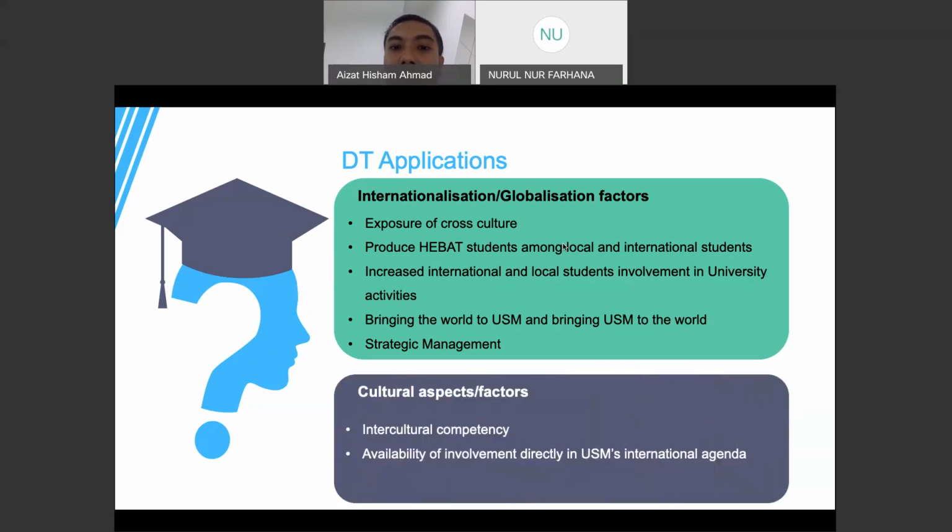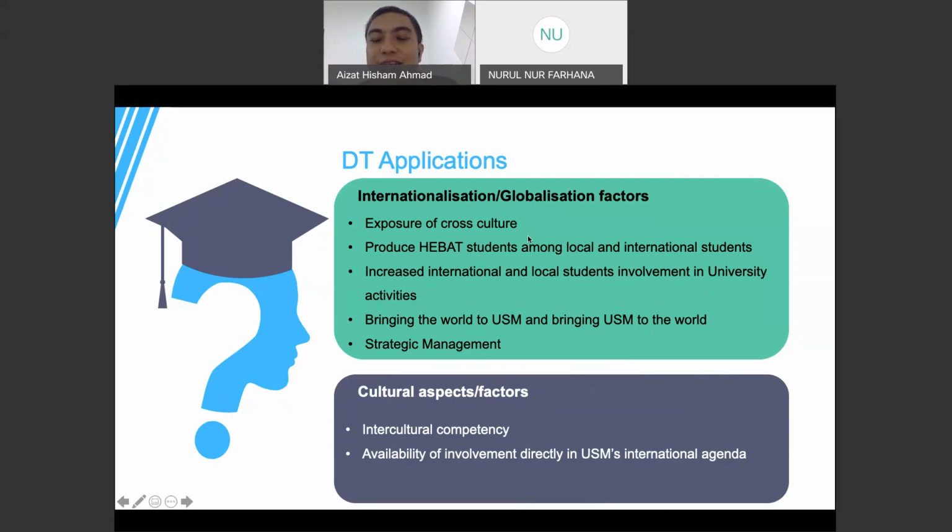Okay. Cultural aspect factors. There are many design thinking applications. Okay. Talking about internationalization is one thing, but cultural aspects and factors. Even the fact that in Malaysia, we have differences in terms of culture. We are very diverse. Okay, so remember divergence. Okay, so that is what intercultural competency is able to be applied using design thinking.